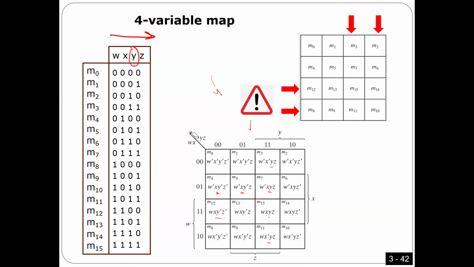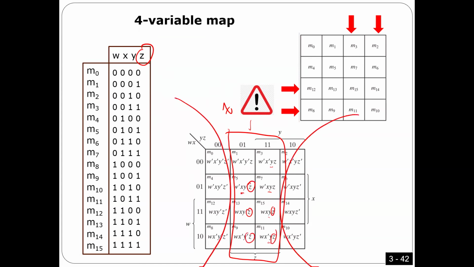The last one here is Z. So Z is actually here. This area is Z. This is the area of Z, and again you can see all these terms have Z. That means this area and this area are Z prime. So Z prime is these two areas. Is that okay?